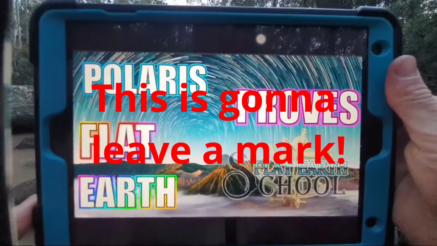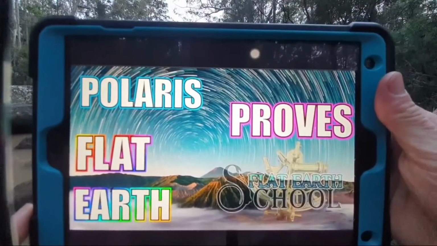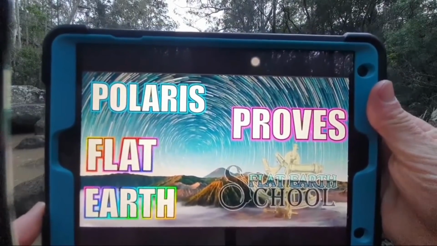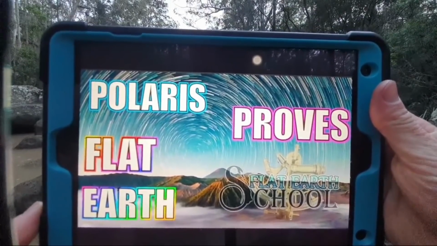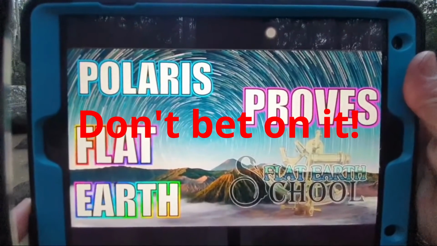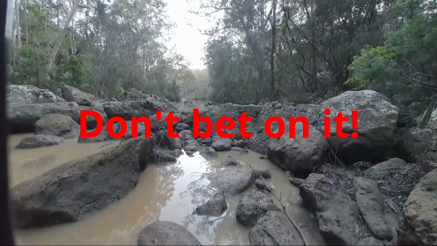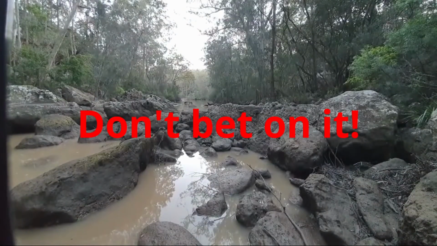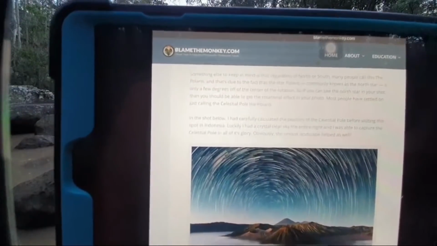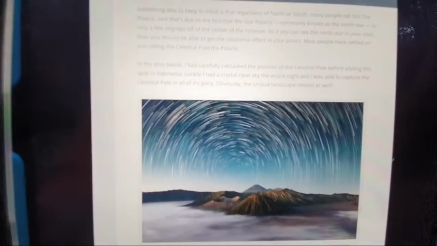Now, not only does this prove that it is not just the north that can see Polaris, you can definitely see it south. This is 8 degrees. And I'm sure there are more images like this. Even further south, seeing Polaris. Now I'll bring up the website so you guys can go and have a look for yourself. It's from blamethemonkey.com. There we go.